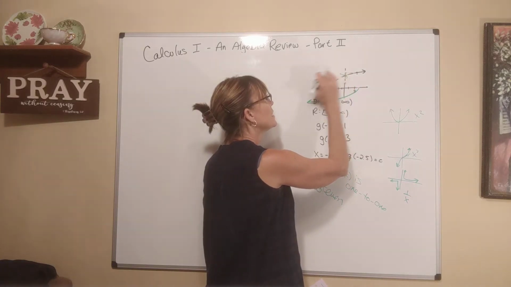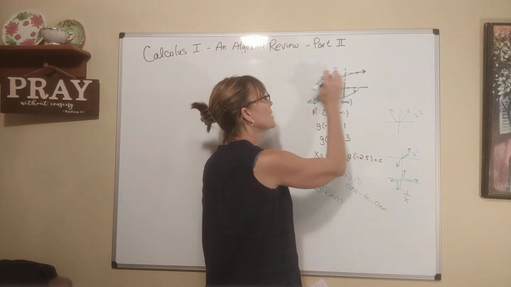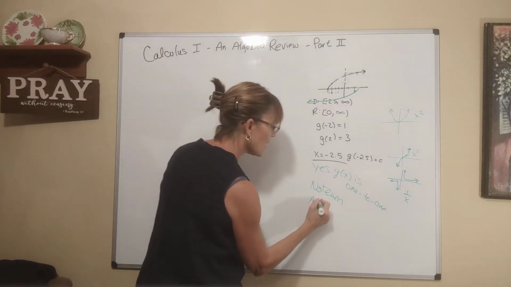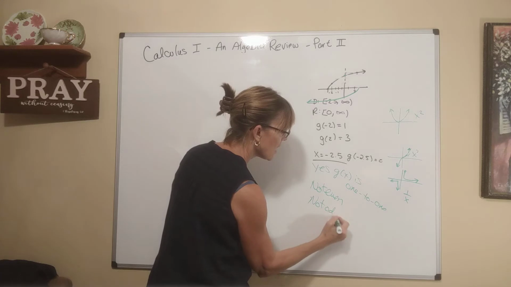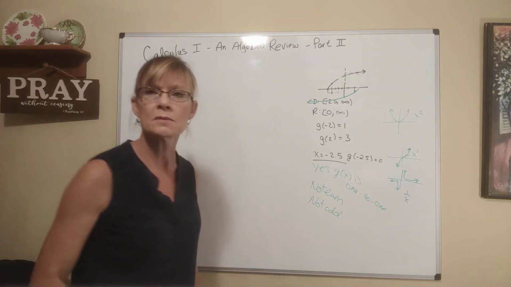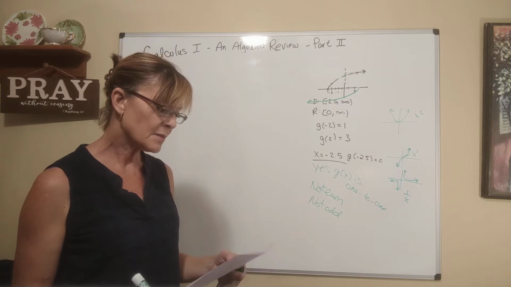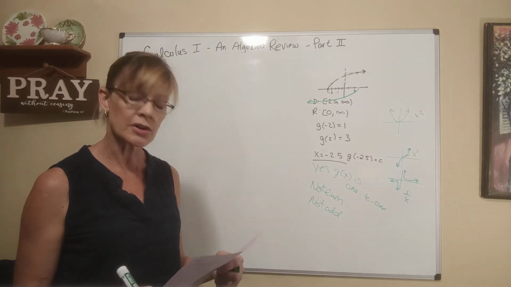And did this green line land in the same place as the original function? No, it did not. So we would say this is not odd. It's not odd, it's not even, and sometimes people call that neither. So it's neither one.